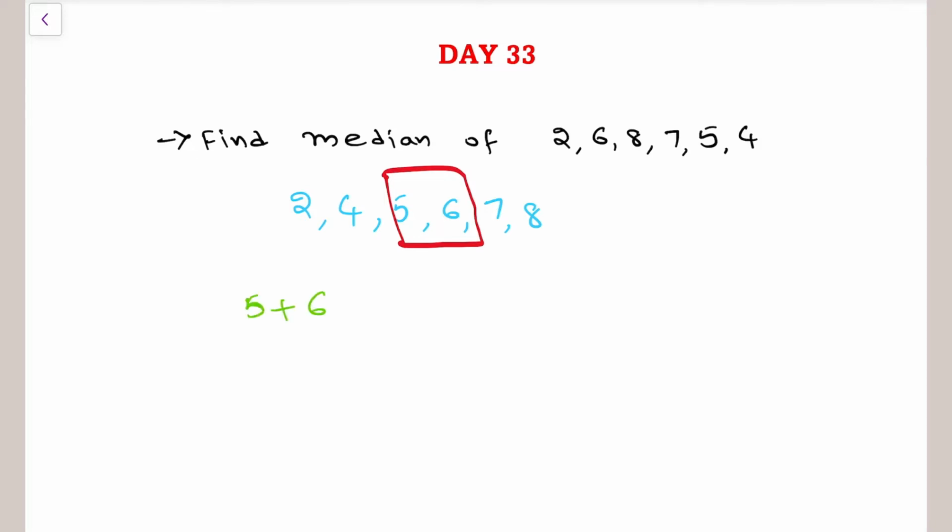5 plus 6 divided by 2. 5 plus 6 is 11. 11 by 2 is 5.5. So the median of the given numbers is 5.5.